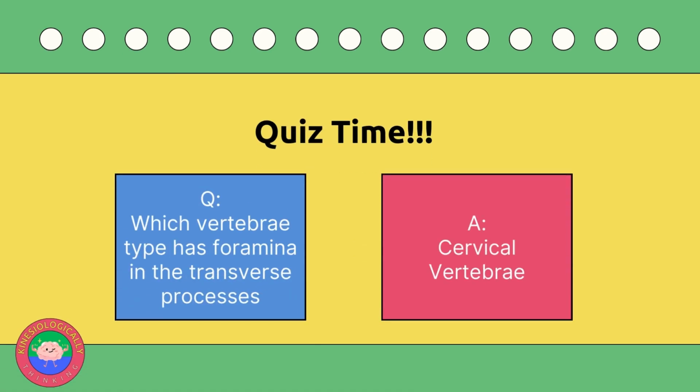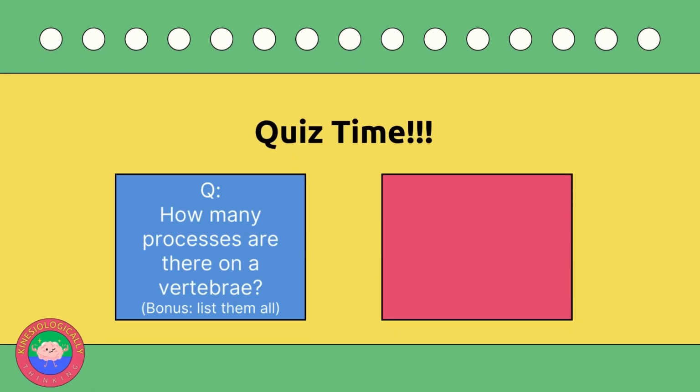That would be the cervical vertebrae. Remember that it has this as one of its unique features, in addition to a bifurcated spinous process. Question number 2. How many processes are there on a vertebrae? You'll get bonus points if you list them all.